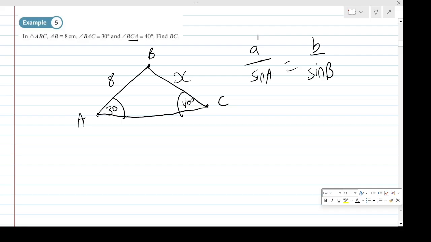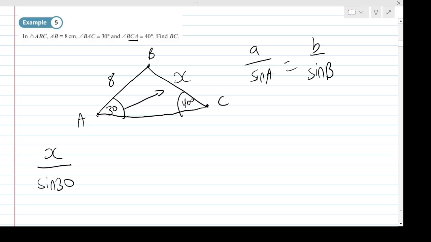So first of all, x is the side. So we're going to do x over the angle opposite the side. So the angle facing the side is 30, so the opposite angle is sine 30. So the 30 here is opposite or facing that length BC, that side x. Then that's going to equal another side over its angle. So we know this angle 40 is facing the 8, so it's opposite the 8. So it's going to be 8, which is the length, over sine 40, the angle.